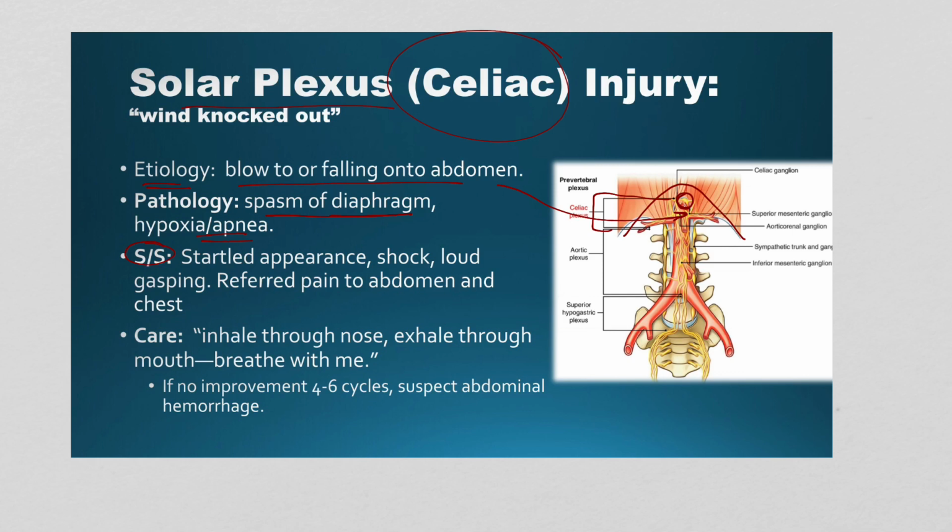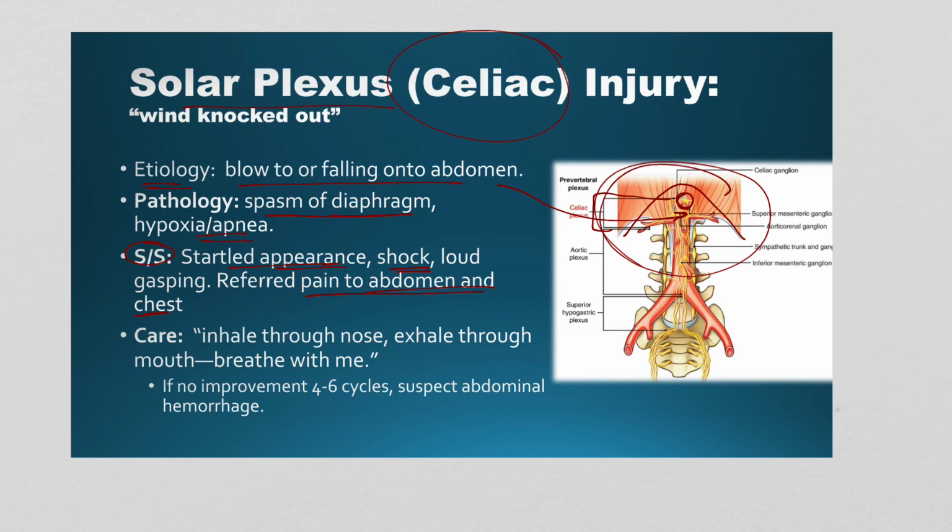Directly after the blow to the celiac or solar plexus, the patient may have a startled appearance. They're going to look shocked because they won't be able to catch their breath. Like they literally will not be able to catch their breath. What we know about these patients is once they're able to sustain normative breathing, they often have referred pain to the abdominal region and the chest because it's located in that sweet spot, right?